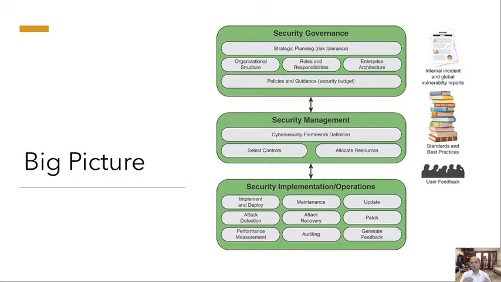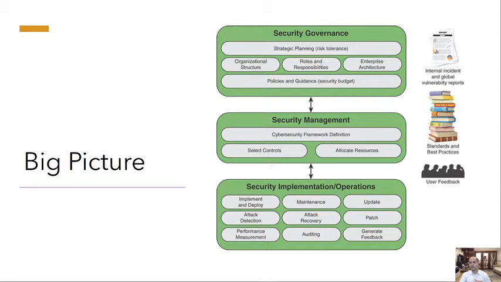Then, down to the lower level, we have a physical architecture of the things we are going to implement. Finally, we have the policies and the guidance. As per the security budget, we will create the policies and the guidance for the same. So this is what security governance is. Policy and strategic planning are part of security governance.